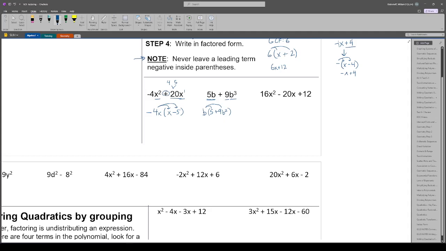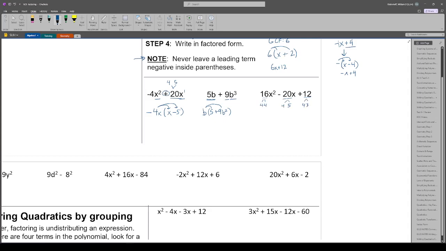Now we have a trinomial. So with anything, it doesn't matter how many terms there are, they all have to share the same factor as a GCF to take it out. So no matter how many terms we're looking at, we're still looking for every term to share something. So here I can see that 16, 20, and 12 are all divisible by 4 because this is 4 times 4. This is 4 times 5, and this is 4 times 3.